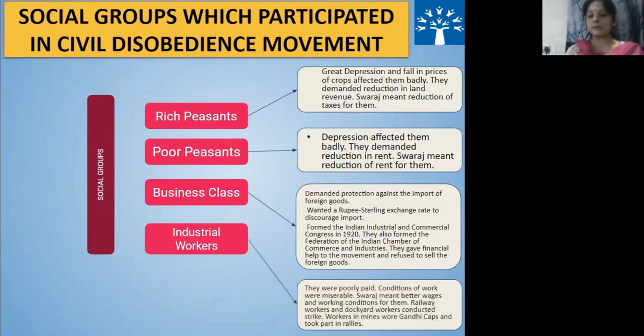Industrial workers were poorly paid. Conditions of work were miserable. Swaraj for them meant better wages and better working conditions. Railway workers and dockyard workers wore Gandhi caps and took part in the rallies.